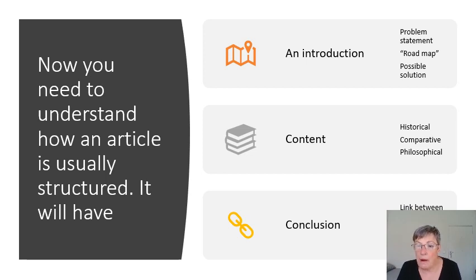And that comparison might be relevant for the problem at hand, or it might not. And the author might say, well, they got it wrong as well. But there will be a comparative aspect to it. And then there will be a philosophical aspect to it.